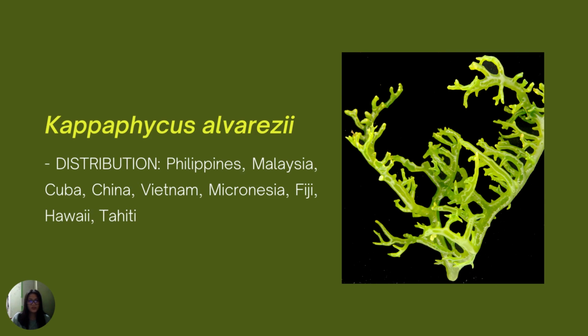As for the distribution of Kappaphycus, according to reports from AlgaeBase, there are records of these species from the Philippines, Malaysia, Cuba, China, Vietnam, Micronesia, Fiji, Hawaii, and Tahiti. However, many of these areas are the consequence of aquaculture introductions rather than being part of the native distribution.